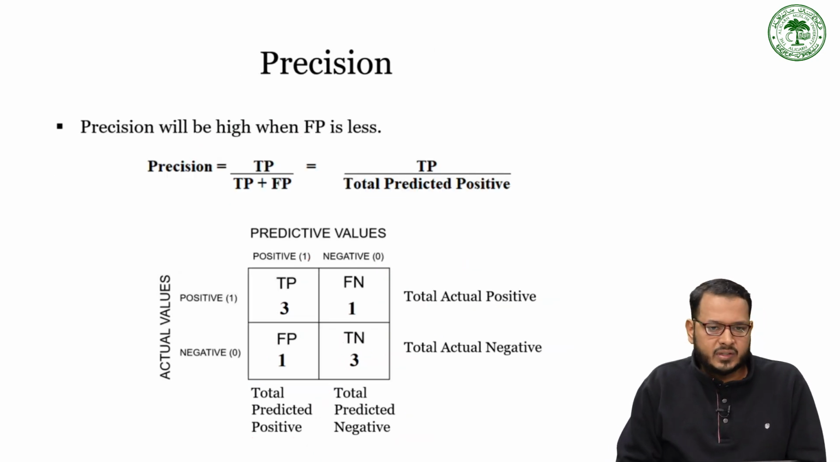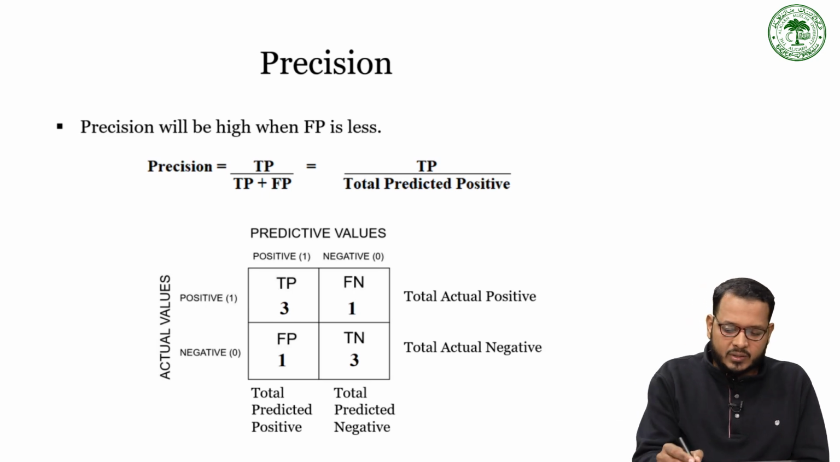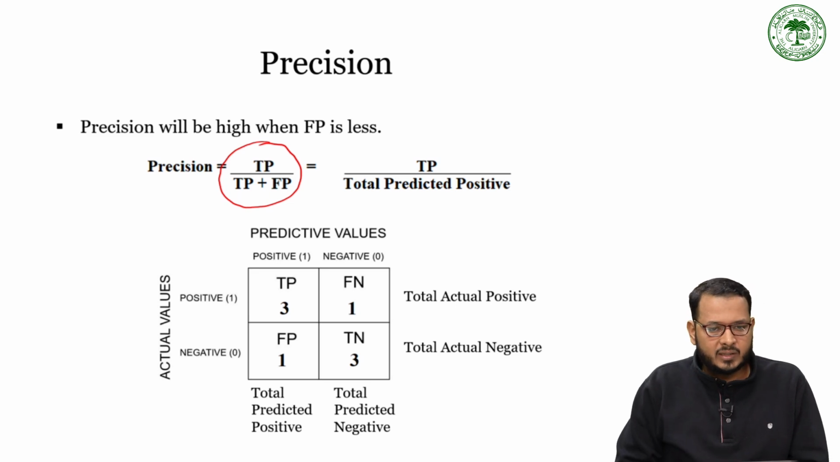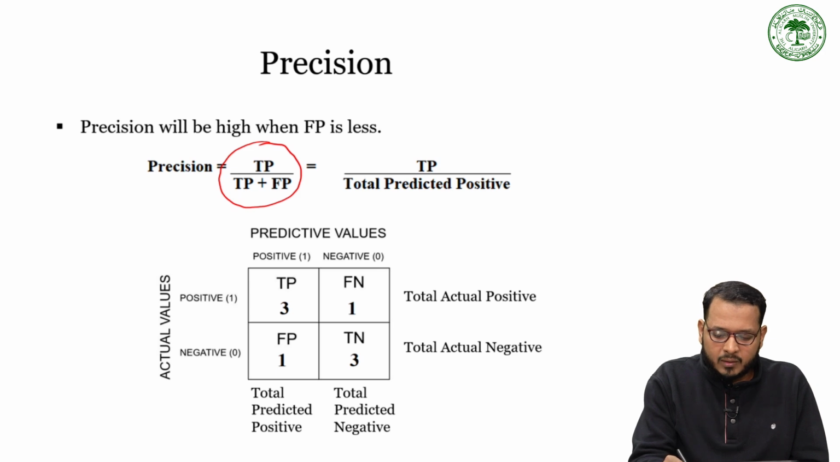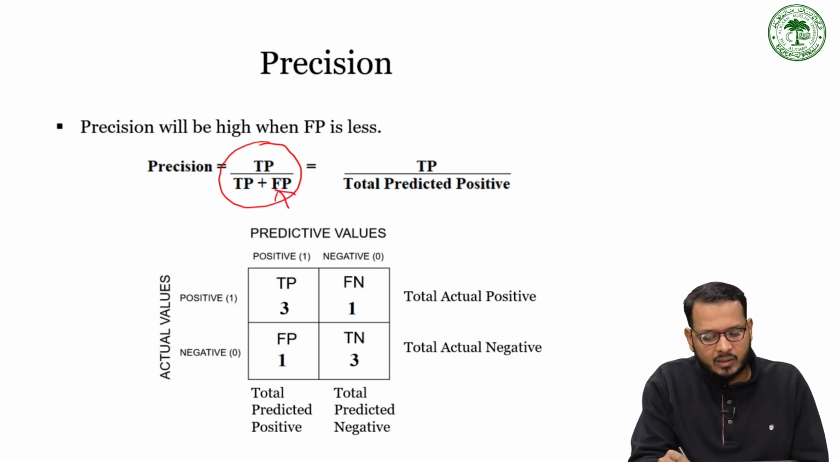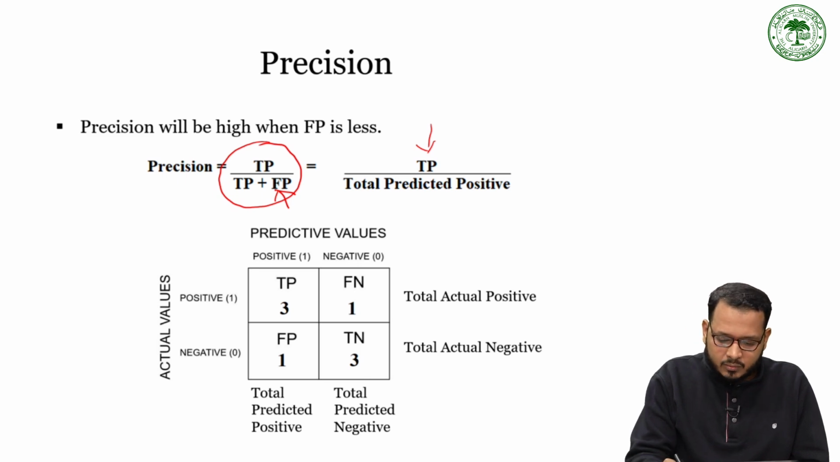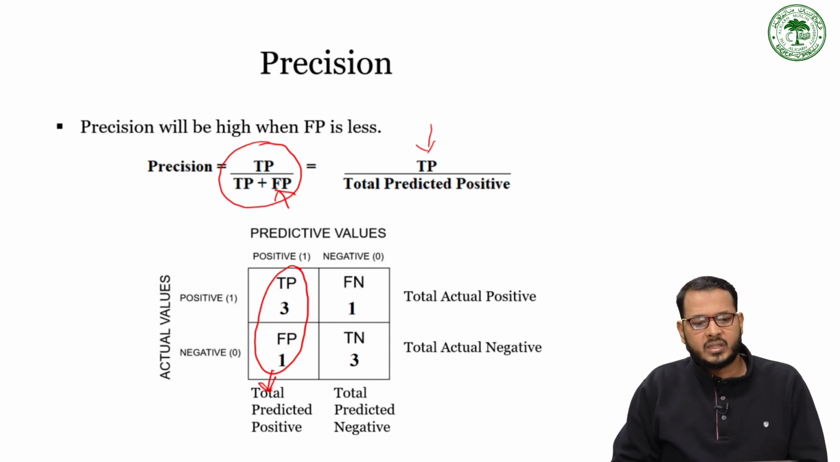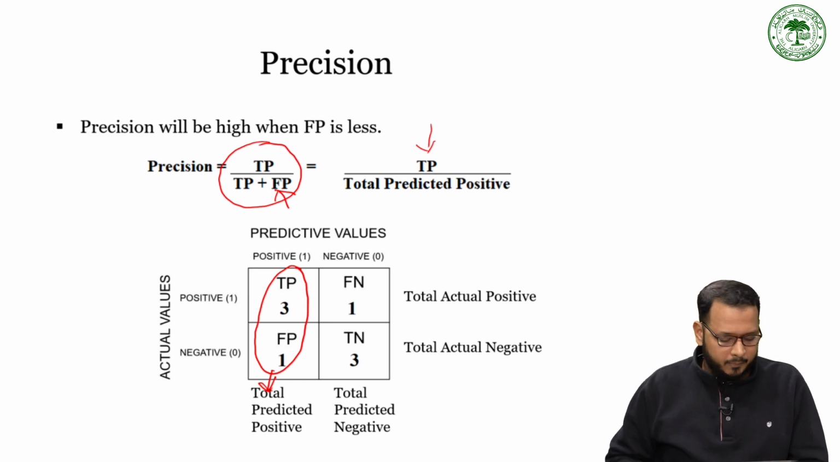Now let's see the precision measure. The precision for a confusion matrix is calculated like this: TP divided by TP plus FP. As you can imagine, if you have low values of FP, then you will have a higher value of precision. Precision can also be written as TP divided by total predicted positive, because TP and FP, if you add both of them together, give you total predicted positive values. So this is how we calculate our precision.